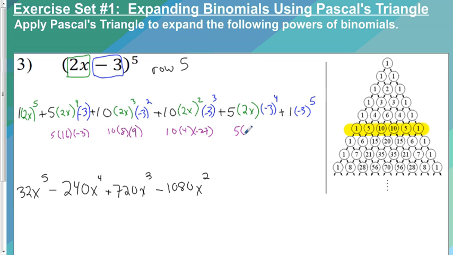And I have 5 times 2, negative 3 to the 4th is 81. So 5 times 2 is 10, times 81 is 810. And so it's positive, so plus 810x. And then last but not least, I have negative 3 to the 5th power, which is negative 243. And since it's negative, it's going to be a minus sign, so minus 243. And so that is the binomial expansion of 2x minus 3 to the 5th power.